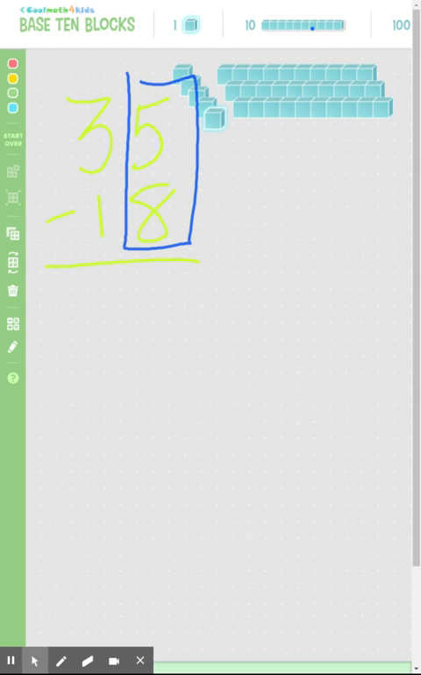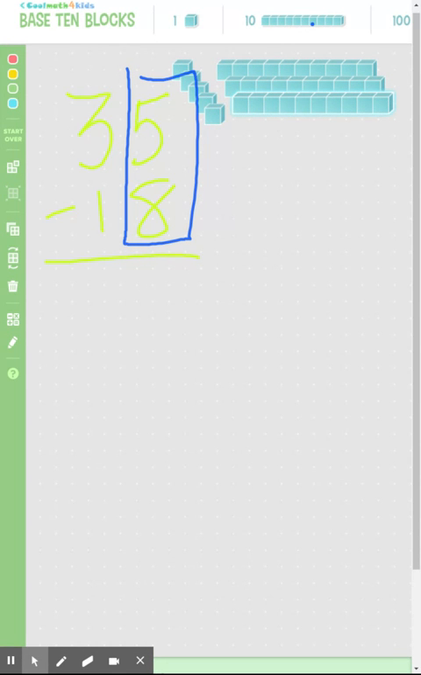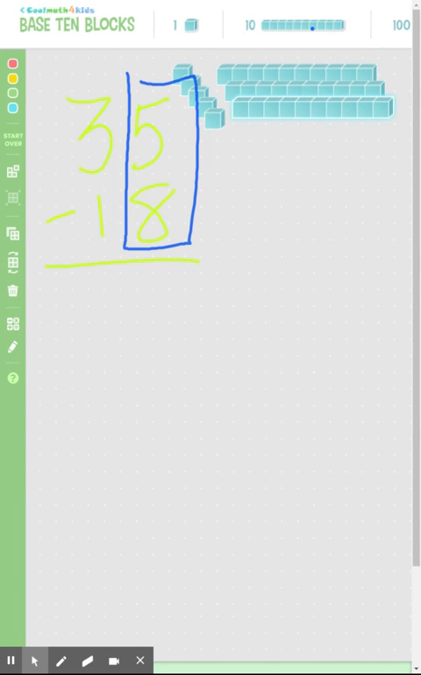So if I take away those 5 blocks, I still need to take away 3 more to take away 8. So that's the tricky thing. But I'm not out of numbers because I still have all of these 10s here. So what we're going to do is trade in one of our blocks of 10 for a group of 1s, because there's 10 blocks there.